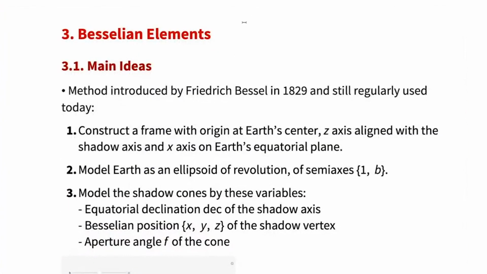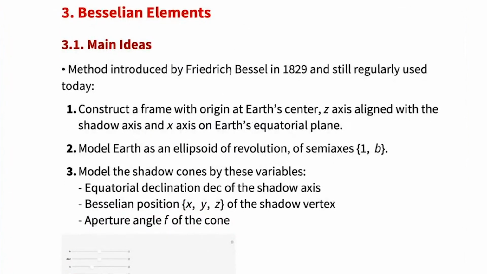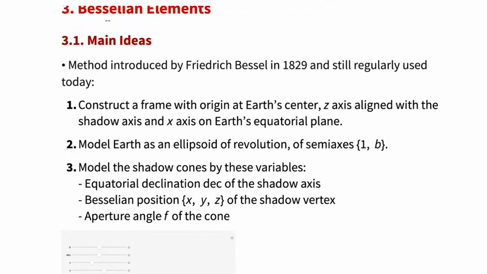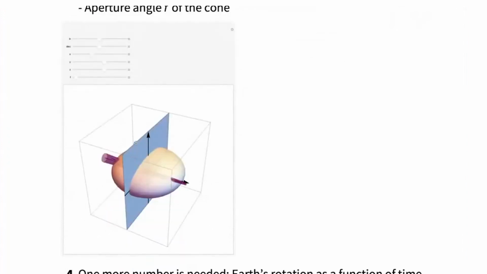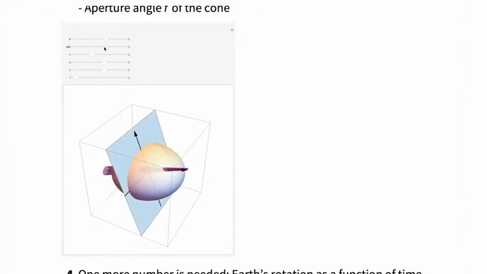And yes, I will finish by saying that the key technique used to do these computations was introduced by Bessel in 1829. And it's still used. It's very powerful. And it consists in creating a reference frame. This is the Earth, exaggerated, of course, to exaggerate the oblateness of the ellipsoid of the Earth. And with this, we have here the shadow of the moon. We can change the position of the sun. This is what the shadow does during an eclipse, it's moving, etc.